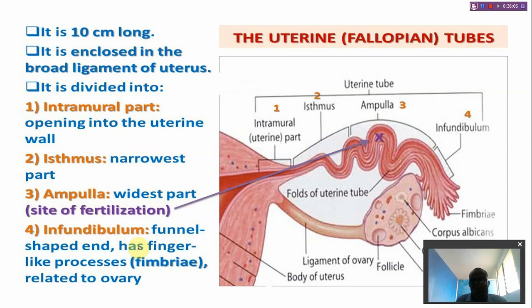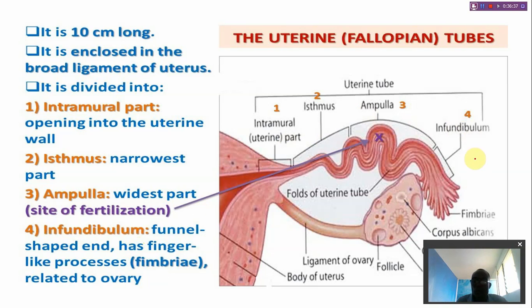The infundibulum is like the back of the finger, like our normal finger. You can see the back of it. This is the back of the fallopian tube, which is called the infundibulum. But the finger-like structure here is what we call the fimbriae. The fimbriae of the fallopian tube take the released egg through the tube to meet the sperm.